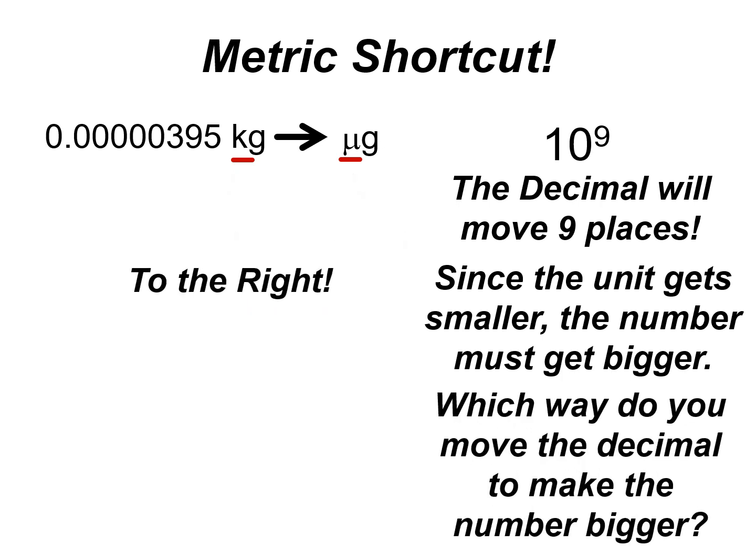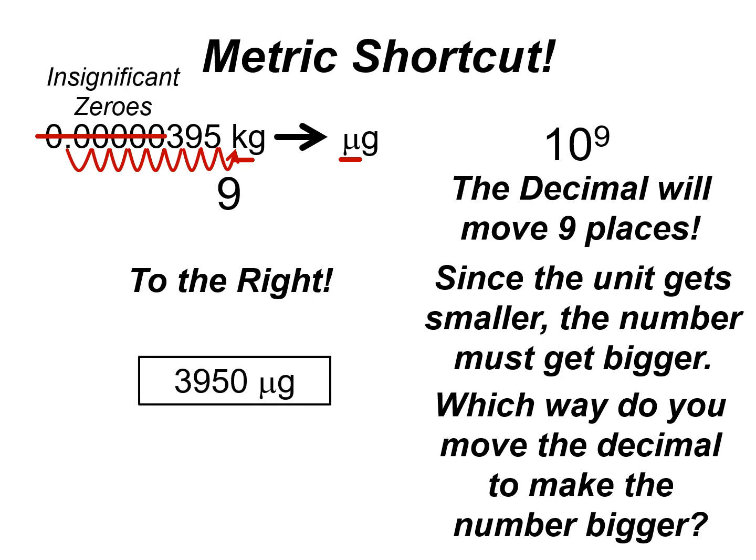All right, so moving it to the right, we see that it's going to go 9 spaces to the right, and any space that we go over that doesn't have a number there, we're actually going to fill it in with a 0. Now all the zeros out front are not significant. If you consider which zeros are significant and not, the ones on the left are not going to be significant. So we rewrite the number with that 0 in that empty spot, and we get 3950 micrograms. So that equals 0.00000395 kilograms.